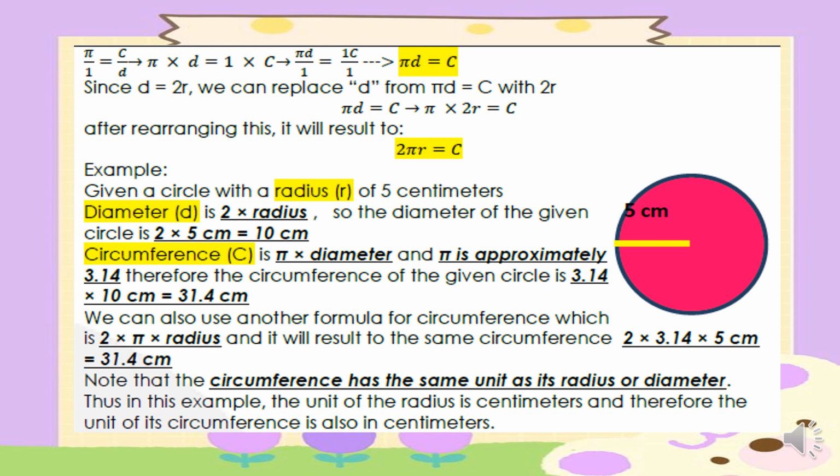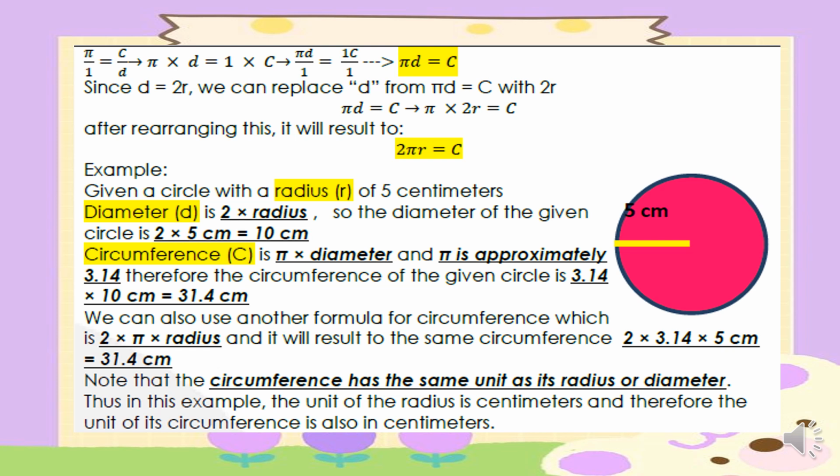Okay, but the circumference C is 2 pi times diameter, and pi is approximately 3.14. Therefore, the circumference of the circle is 3.14 times 10 centimeters. That is equivalent to 31.4 centimeters. So we can also use another formula for the circumference, which is 2 times pi times radius, and it will result in the same circumference, which is 2 times 3.14 times 5 centimeters. That is equivalent to 31.4 centimeters.